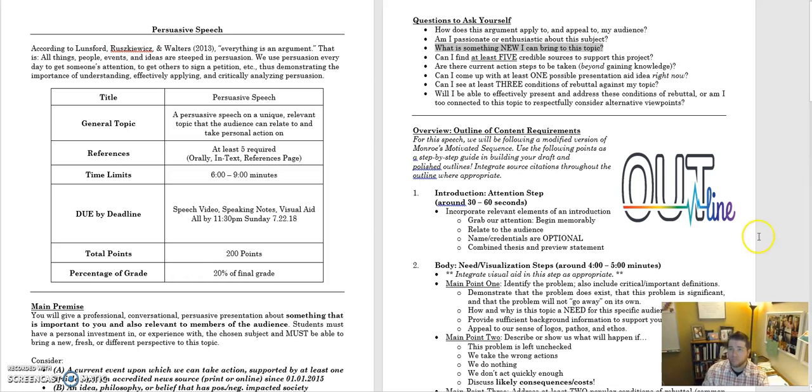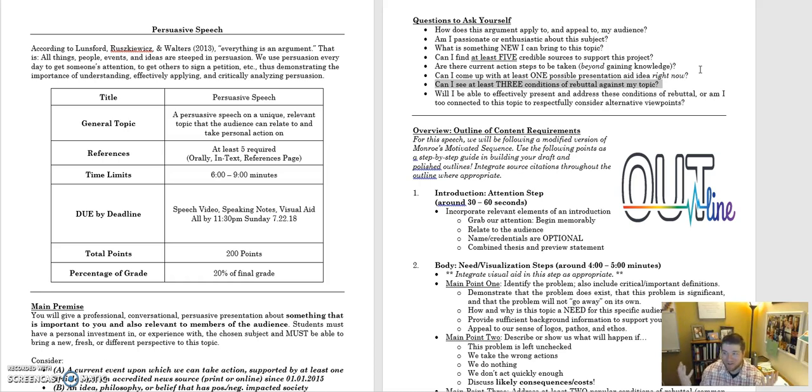So, and then, can I see at least 3 conditions of rebuttal against my topic? If you can't, that doesn't mean you shouldn't do the topic. What it means is are you really thinking through well enough what it is that you're talking about, okay? Or if you can't, is it that solid and there's nothing persuasive? You know, it's like, today I'm going to persuade you that we need oxygen to breathe. And it's like, there's no condition of rebuttal really to that.